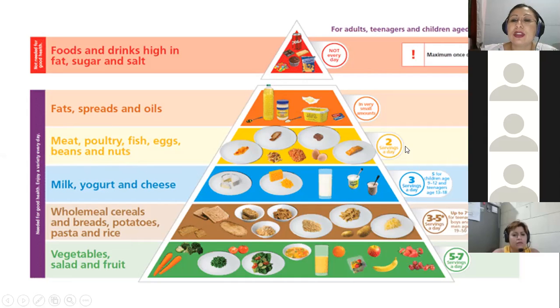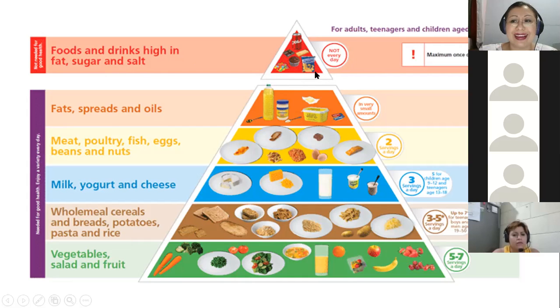And it says 2 servings a day. And then you have fats, spreads, and oils. So this is greasy food. So only in very small amounts, en pequeñas cantidades, ¿verdad? In very small amounts. And then you have foods and drinks high in fat, sugar, and salt.